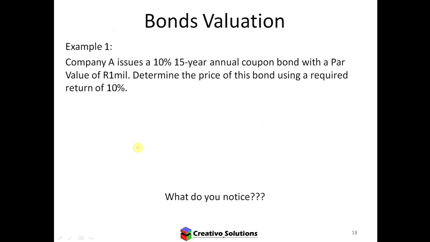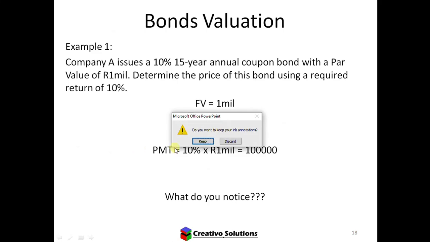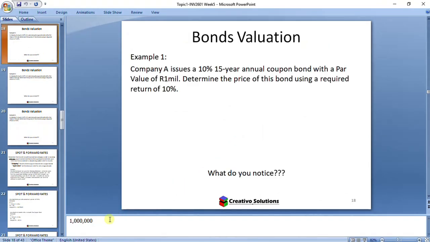All we have to do is literally identify the variables. Your FV here is 1 million, your N here is 15, your I here would be 10%, and your PMT would be calculated based on the coupon rate in the question. It'll be 10% of 1 million, which is 100,000. If you discount that back in time, that's going to give you an answer of 1 million.